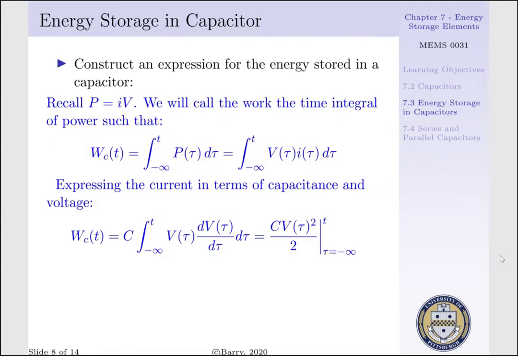That means the energy stored within our capacitor is equal to our capacitance times our voltage potential squared per 2, evaluated between our bounds when tau is equal to negative infinity to t. If we let our voltage at t equal to negative infinity equal 0, our energy stored within our capacitor is equal to our capacitance times our voltage squared per 2, and this has units of joules.